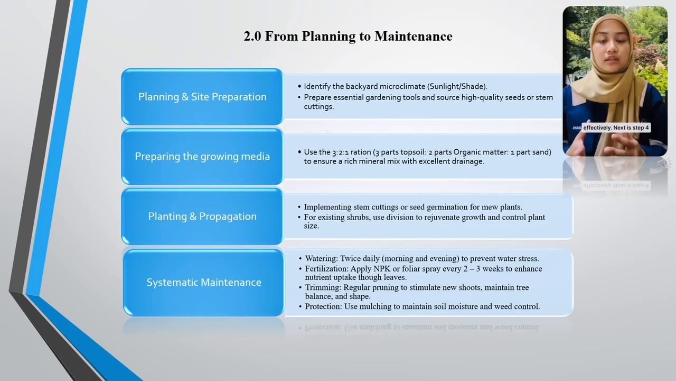Next is step 4, systematic maintenance to ensure the longevity of the structural vibrant oasis. A strict maintenance routine is established. Watering is conducted twice daily, specifically in the morning and evening, to prevent water stress. For fertilization, I apply nutrient potting and potassium or foliar spray every 2 to 3 weeks to enhance nutrient uptake through the leaf. For trimming, regular pruning is done to stimulate new shoots and maintain the overall balance and shape of the trees and shrubs. For protection, finally, I use mulching to maintain soil moisture and provide natural weed control.